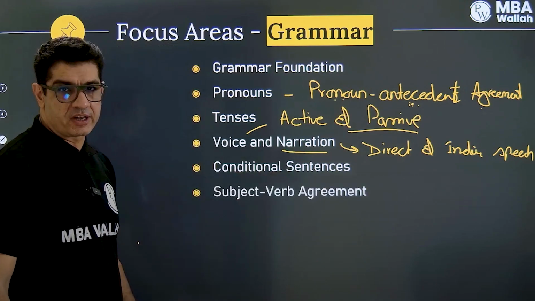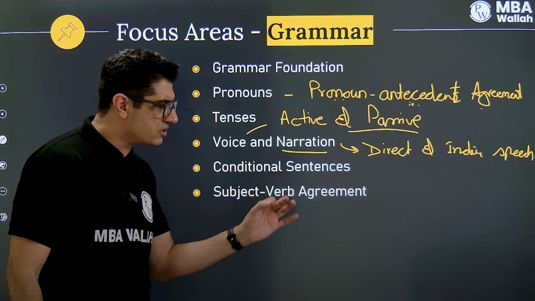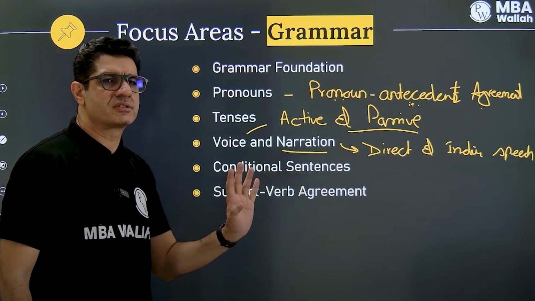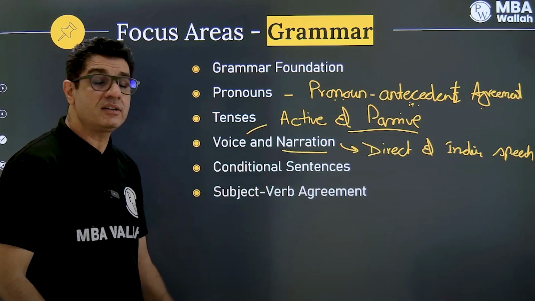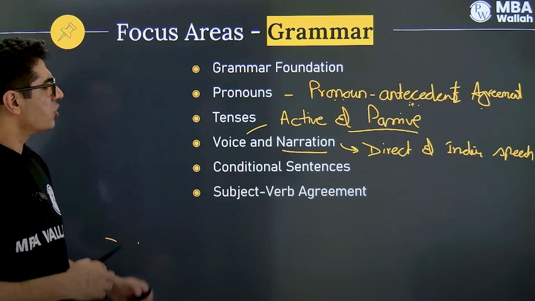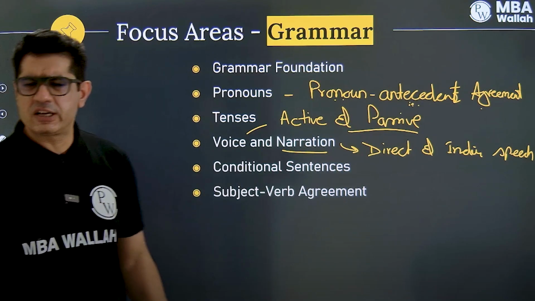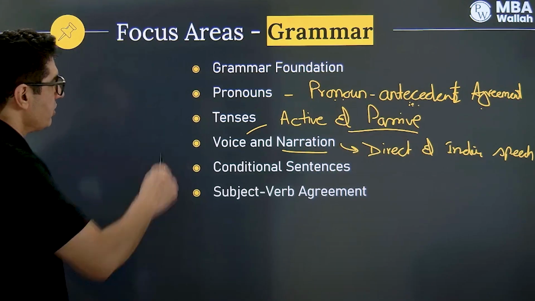Then subject verb agreement. Now, in order to become good at subject verb agreement, you need to know about nouns, pronouns, and conjunctions. So it's a combination of all these three things that makes you better at SVA, subject verb agreement. So these are the areas that I would typically consider high priority areas for you in the exam.